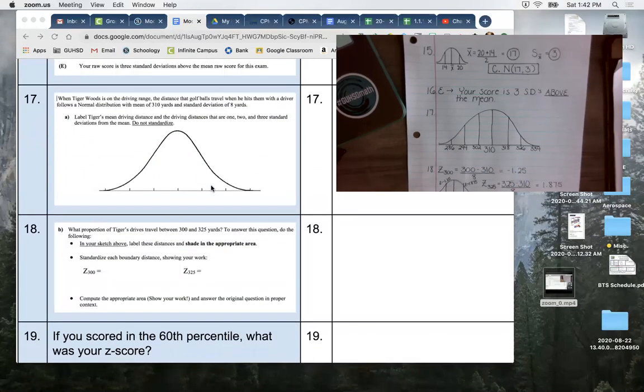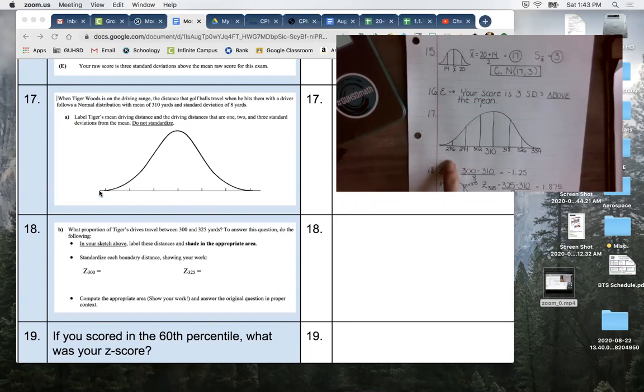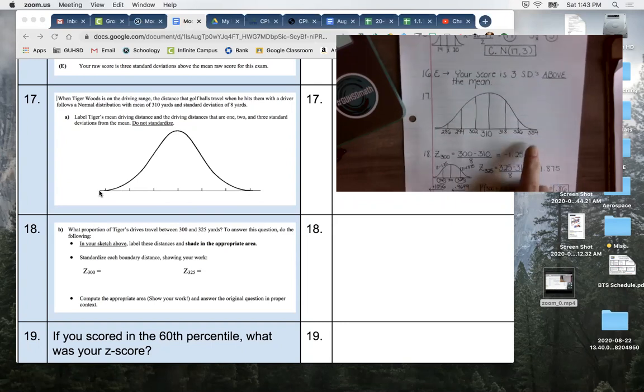Number 17, love this problem. So the Tiger Woods problem. He's on the driving range. He drives the golf ball about 310 yards, that's his mean, and he has a standard deviation of 8 yards. So what we're doing in this first problem is we are just going through and labeling, knowing that my mean is at 310, that's going to go right in the middle. I'm going to then add 8 yards, add 8 yards, add 8 yards to figure out my 3 standard deviations this way, and then I'm going to subtract 8 yards, subtract 8 yards, subtract 8 yards. That is your distribution, okay?